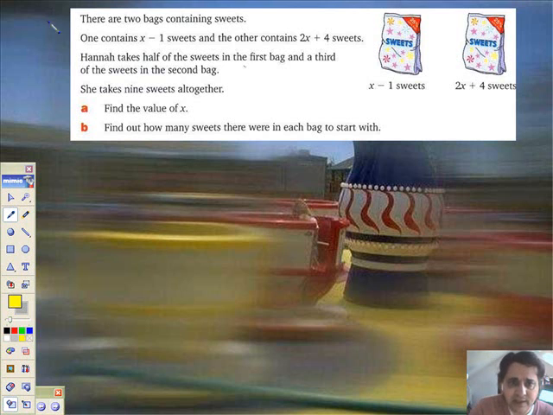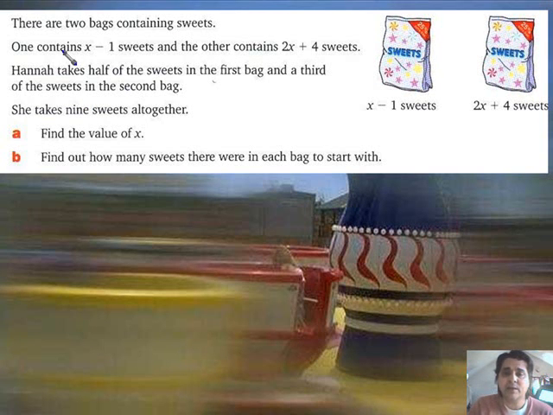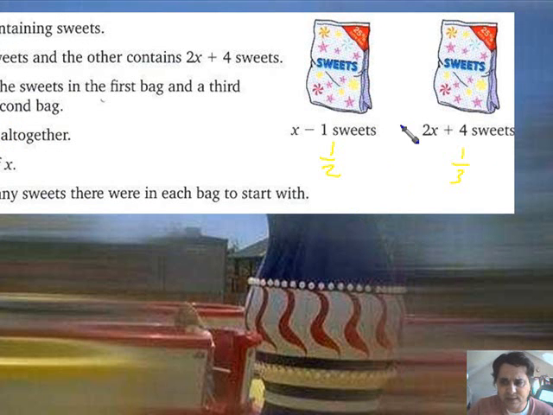I love this question. It's one of these scratch your head ones, as AQA like to say. It's a problem solving one. I don't see how it's any different to question 5 or question 4 really, but I'm going to do it. 2 bags contain sweeties. There we are, sweetie bag 1, sweetie bag 2. Hannah takes half of the sweets of the first bag, and a third of the sweets of the second bag. She takes 9 sweets altogether. So this plus that equals 9.